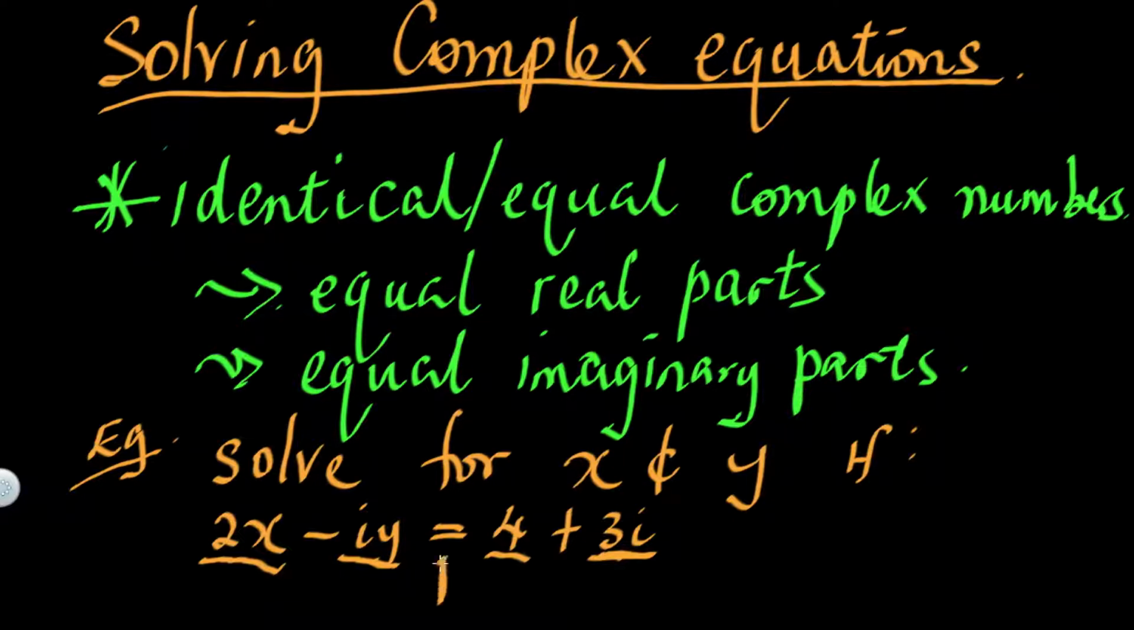Because we have an equal sign here, we have to conclude that the two complex numbers on the left-hand side and the right-hand side are identical, or they are equal. And for them to be equal, their real parts have to be equal and their imaginary parts have to be equal. This is how we solve for x and y. I hope I'm quite clear here.